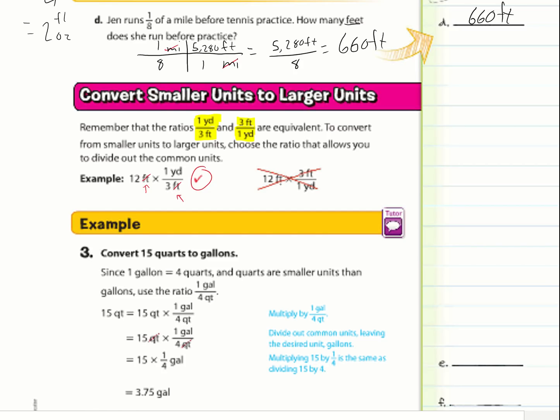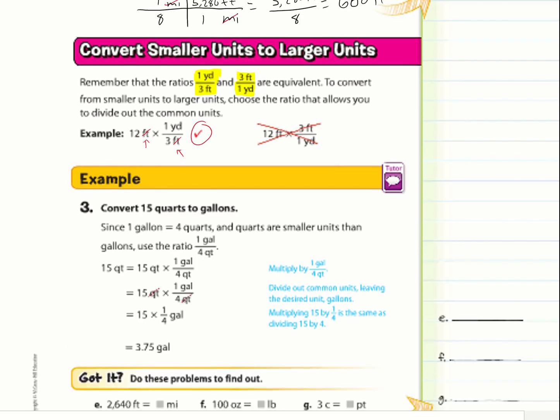The other way is using the wrong ratio. If we have 12 feet times 3 feet over 1 yard, that answer is going to give us 36 feet squared over 1 yard. And that's not what we want. That's a no-no. Okay? So make sure that we have the units, top and bottom, those are the ones that need to match. That way they can cancel each other out.